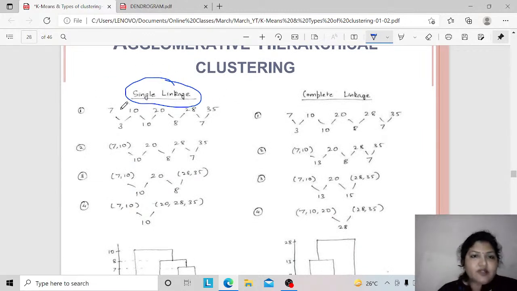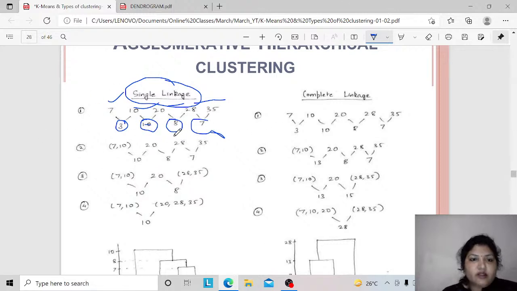So here we have the data points 7, 10, 20, 28 and 35. Then we calculate the minimum distance out of it. We have 3, we have 10, we have 8 and we have 7, right? So the minimum distance over here is 3, between 7 and 10. So we have made one cluster out of it. Minimum is this one. So we have made the two data points into one cluster.